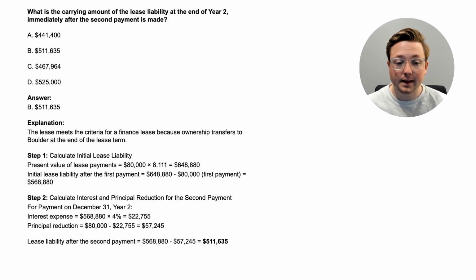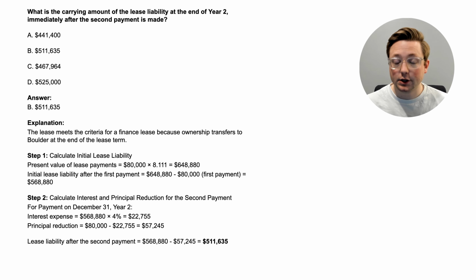So let's walk through this. The lease meets the criteria for a finance lease, again, because the ownership transfers to Boulder at the end of the lease term. Of course, that's not the only way that something is classified as a finance lease. We'll see a little bit more in other questions, but the main focus of this video is what you do after it's a finance lease. Once you classify it as a finance lease, how are you calculating the lease liability and things like that? So that's why we're not doing a big focus on all the different criteria for making something a finance lease. We're focusing on how to calculate it after you know it's a finance lease.